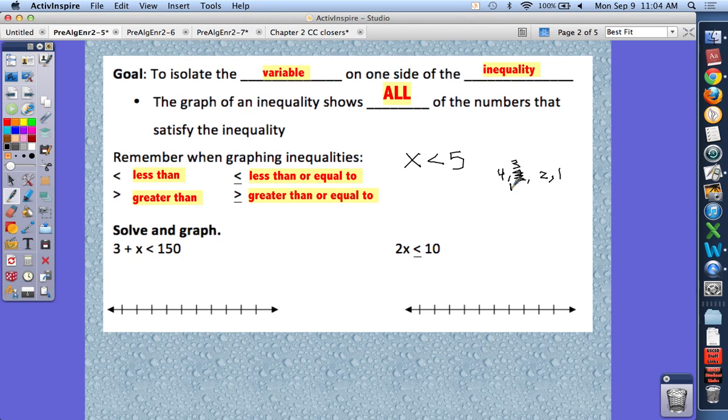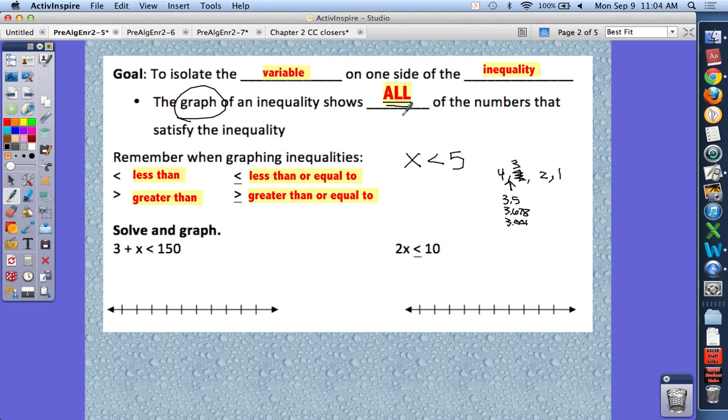What about all the numbers in between here? What about 3.5? What about 3.678? What about 3.001? So there are an infinite number of solutions to an inequality. We can't possibly list them all out. These are only a few of the solutions. So a graph shows all of the numbers that will satisfy the inequality. Okay, so make sure you copy that down.